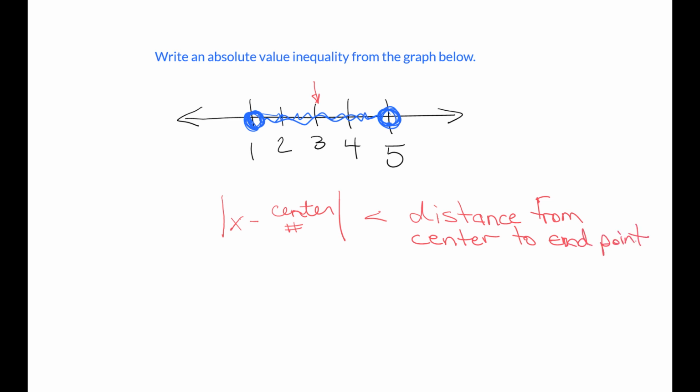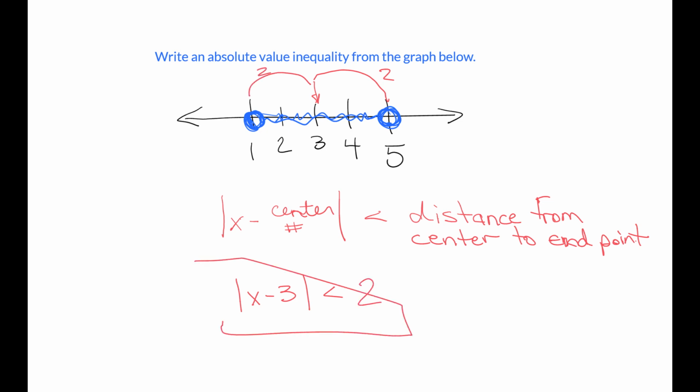Okay, so what is our center number in this? Again, we said it was 3, so x minus 3 is less than, how far is it from the center point to the end point? From 3 to 5, it's 2, and from 3 to 1, it's 2. So this is going to be our final answer.